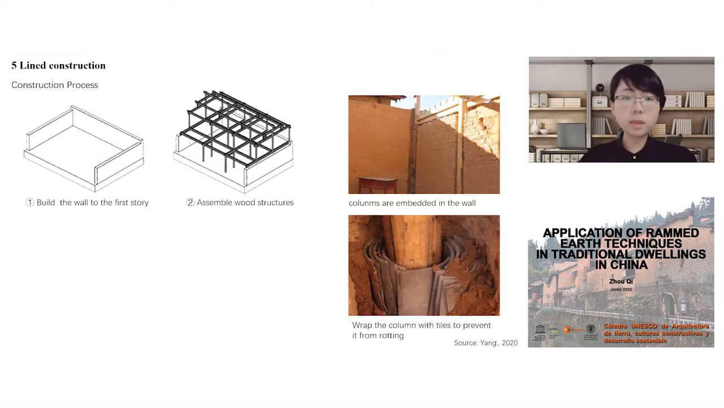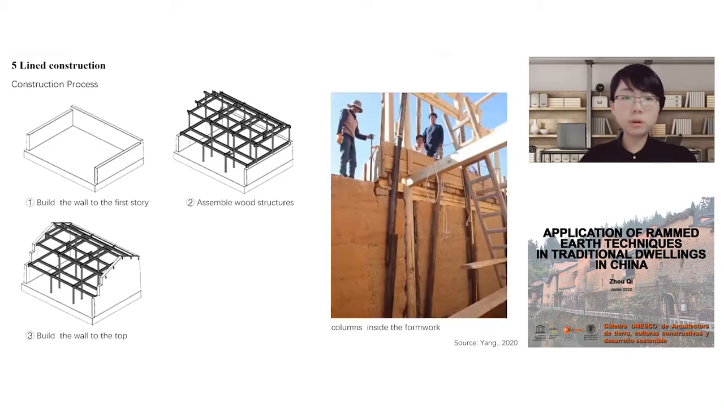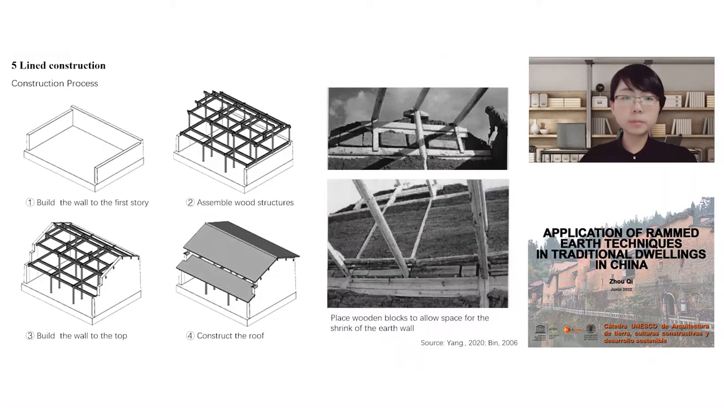The columns are embedded in the wall by digging a slot on the vertical surface. Ties were placed between the wooden columns and the earthen wall to keep the air around the column circulating and prevent it from rotting. Then build the wall to the top. It will be necessary to include the wooden column in the formwork, and the wall will be closely integrated with the column. Finally, finish the roof and other parts.